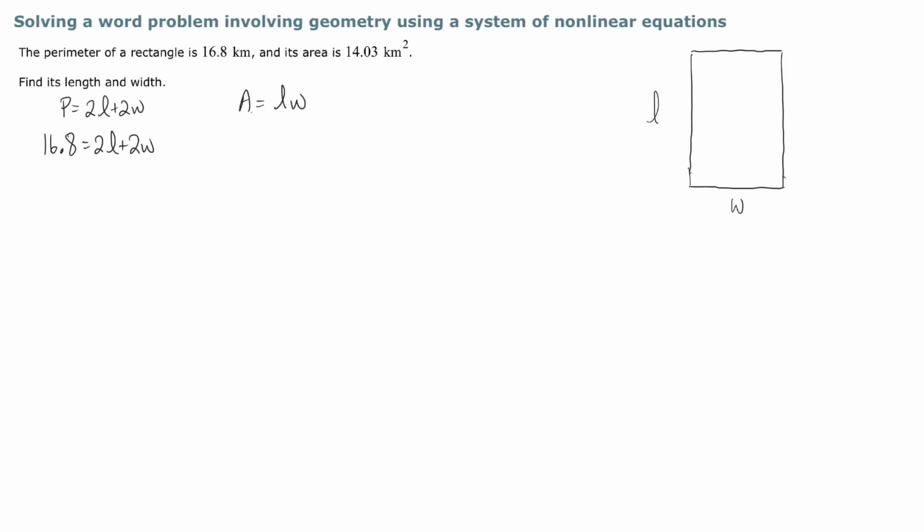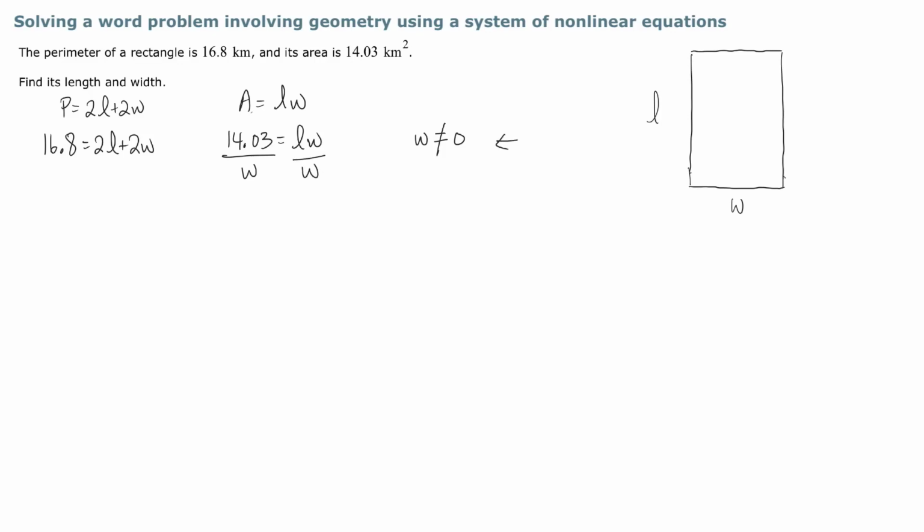But we're also given the area. It's 14.03 is equal to length times width. Now you've got to pick a letter here. I'm actually going to pick on solving for L. That is, we're going to write W is not 0. We don't want the width of the rectangle to be 0 kilometers. If that was the case, we would have a bogus rectangle. None of this would make sense. So since the width is not 0, we could divide both sides by W.